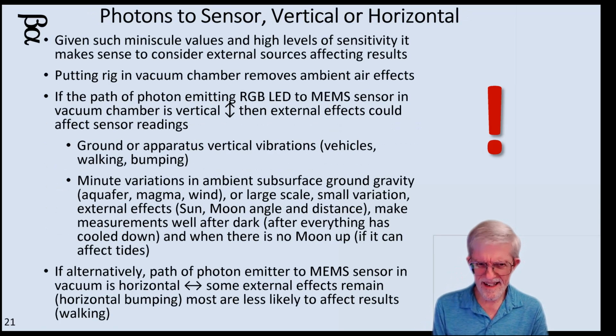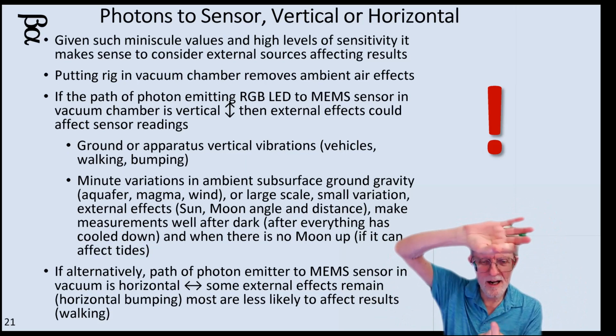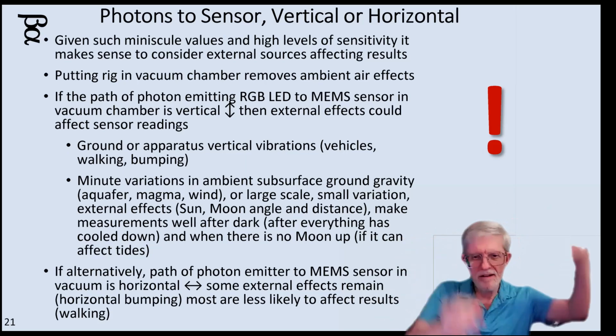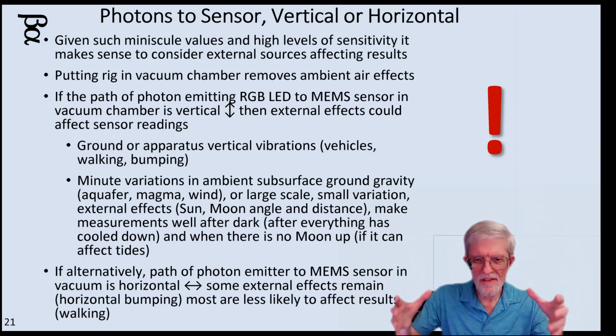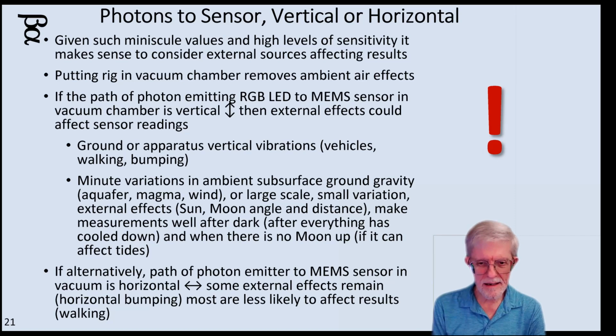Here's something that you have to think about for a moment, but it makes sense. If the photons are coming out vertically, like I mount the microphone sensor up high and I mount the LED on the bottom and I send the photons up to the sensor, or I do it the other way around and send the photons down to the sensor. Well, anything that is moving the vacuum chamber is going to cause vertical vibrations, be it vehicles driving by my house, me walking around in my house, or bumping the table that the vacuum chamber is on. So how would I negate that?